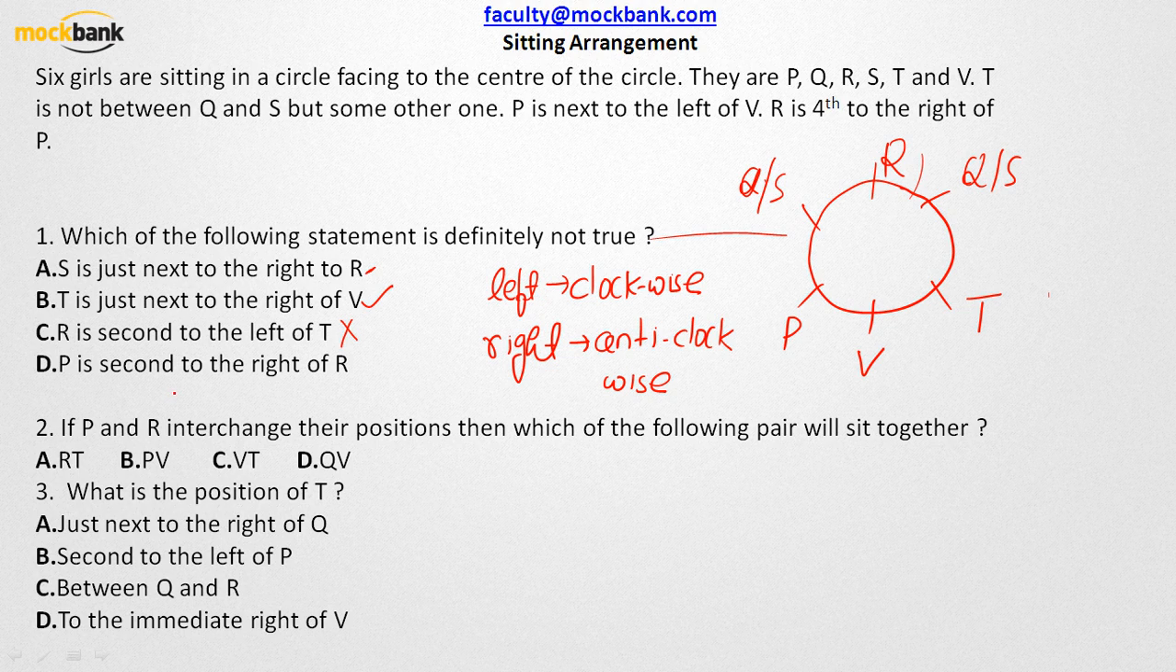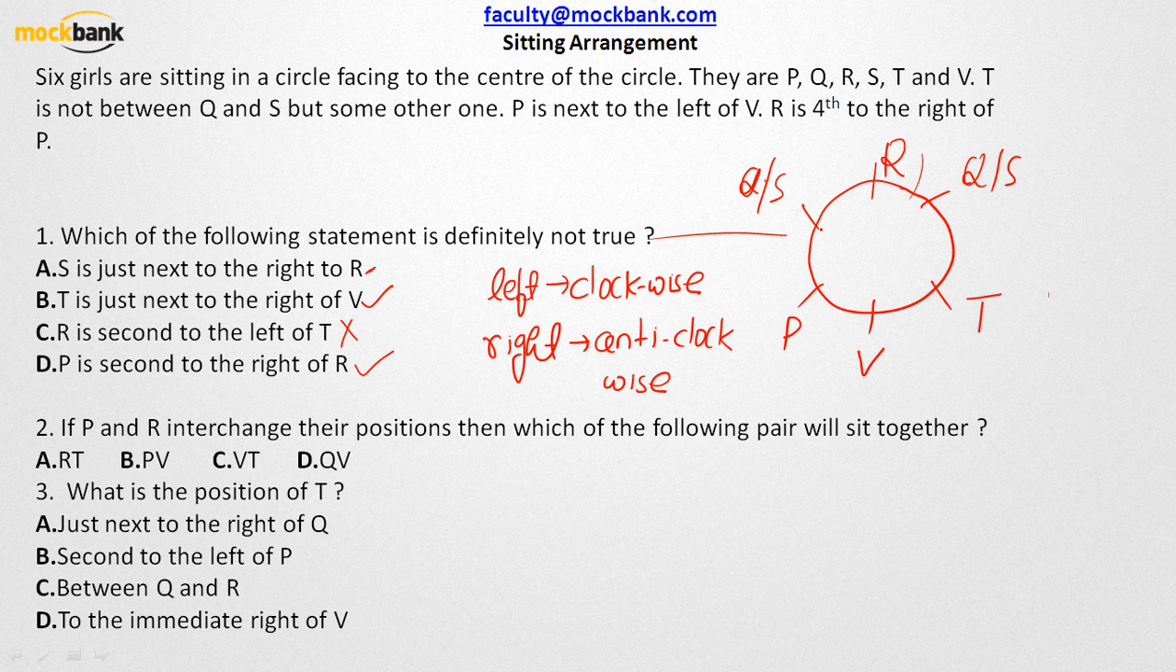Another information is P is second to the right of R. So this person is R. This person is P. Now, in order to find out right direction, we will be going in the anti-clockwise direction. Can you see that P is in the anti-clockwise direction of R, that is 2 places away? So this information for sure is completely true, that P is second to the right of R.